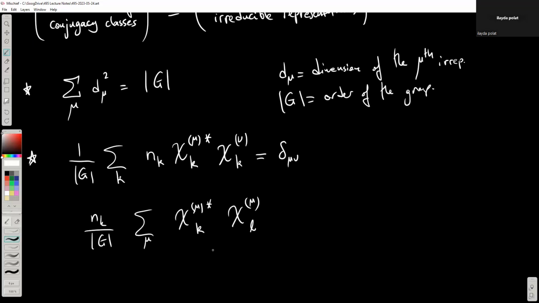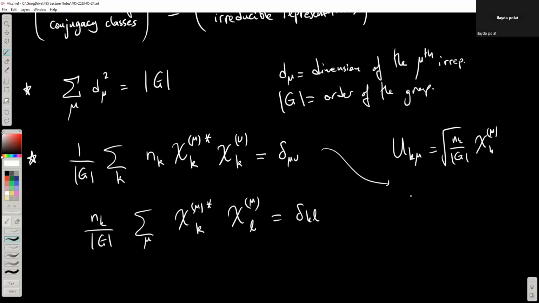I didn't show this, but it basically comes from the unitarity of some matrix that we can define, right? So I have said something like that. If I define a matrix like this, U k mu, where the coefficient is the square root of nk divided by the order of the group and the character of the mu representation, then the first relationship is just u dagger u being equal to identity, and the second relation is u u dagger being equal to identity, right? Because the number of conjugacy classes is equal to the number of irreducible representations, that matrix is square, and the first relationship is unitarity, so therefore the second relationship is implied, right? Something like that. Okay?